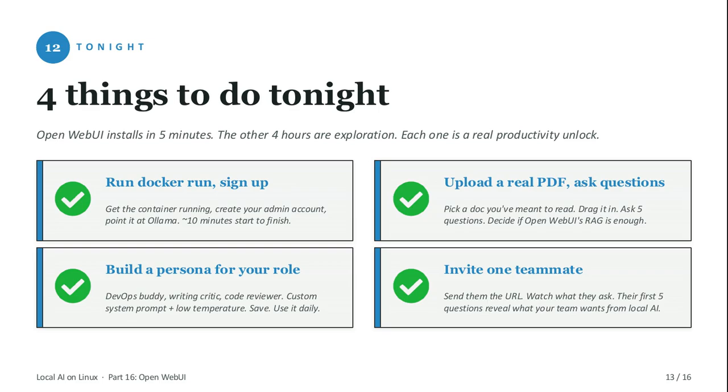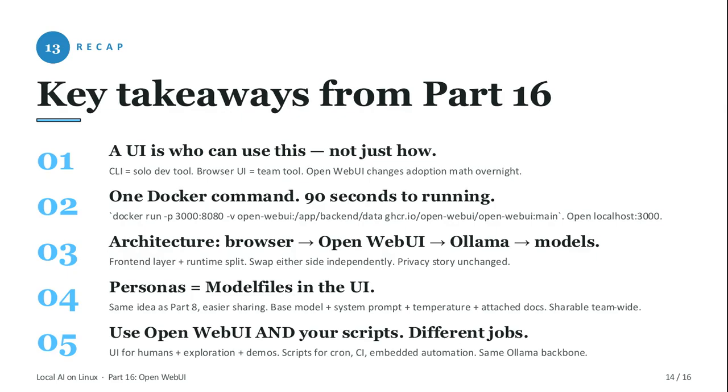Build one persona tuned to your actual job, a DevOps buddy, a writing critic, whatever, and commit to using it daily. And then the big one: send the URL to one teammate. Their first 5 questions will tell you more about what your team wants from local AI than any roadmap ever will.